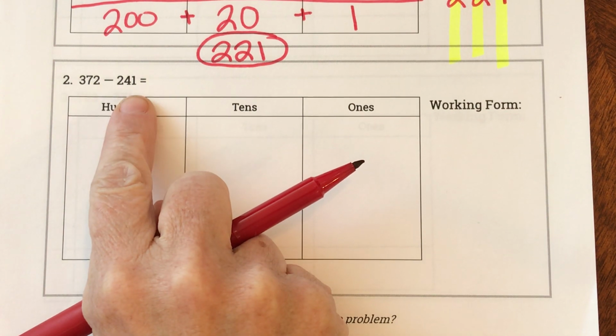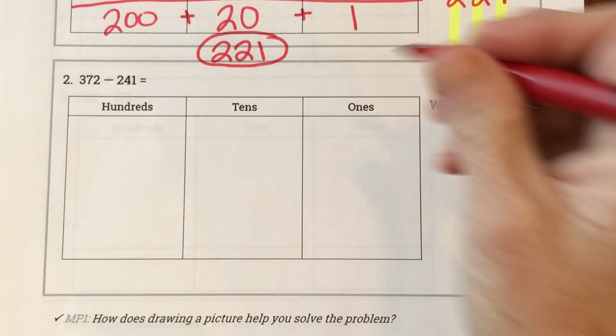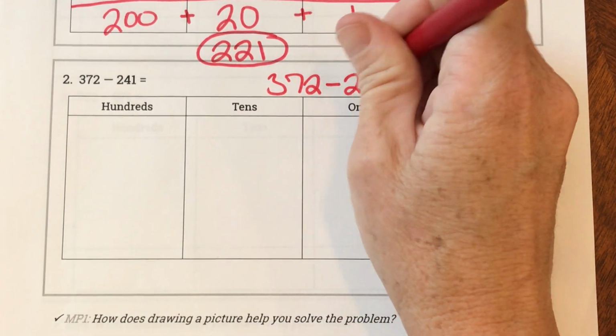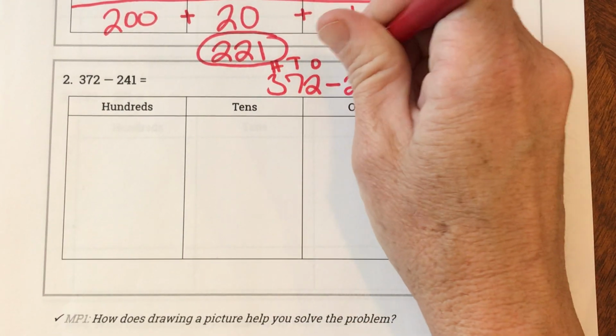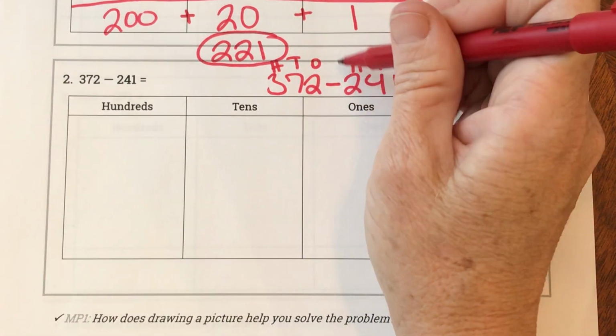372 take away, or subtract, 241. Okay, so I'm going to write it a little larger so I have room to make my place values on top. So ones, tens, hundreds. Okay, so step 1 says draw my minuend, draw what I have.